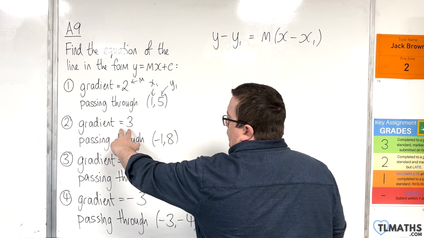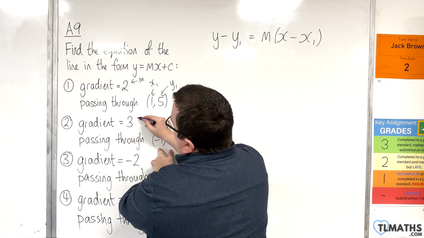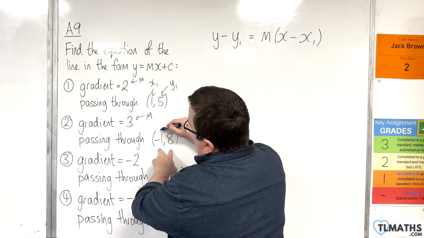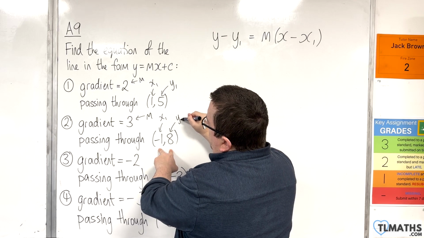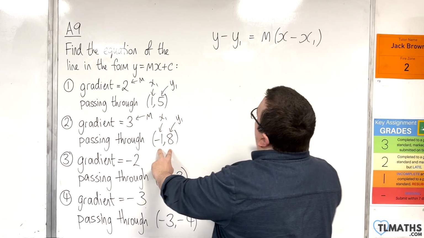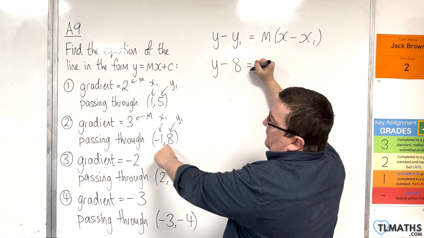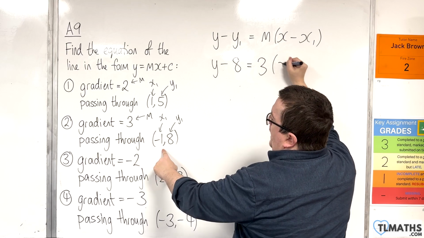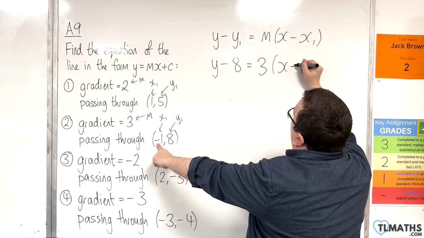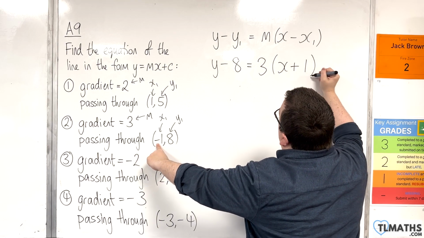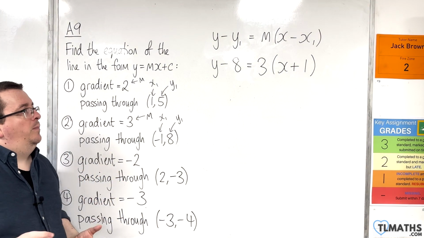Right, number 2. The gradient is 3 and it passes through (minus 1, 8). So m is the 3, the x1 is the minus 1, and the y1 is the 8. So y take away y1 is equal to m(x take away, so it's take away minus 1, so that's plus 1). Okay, so we're taking away a negative value, and that changes to a plus.